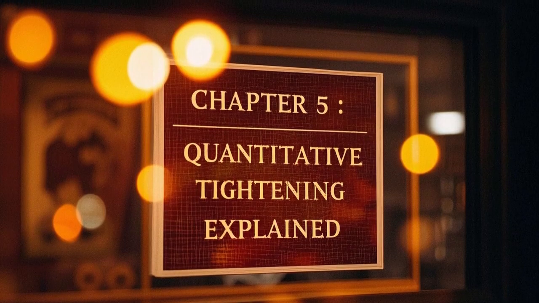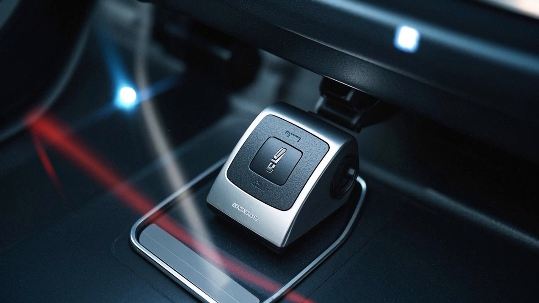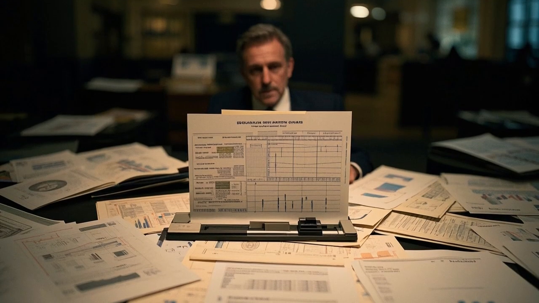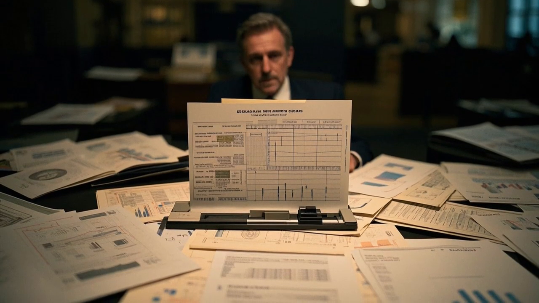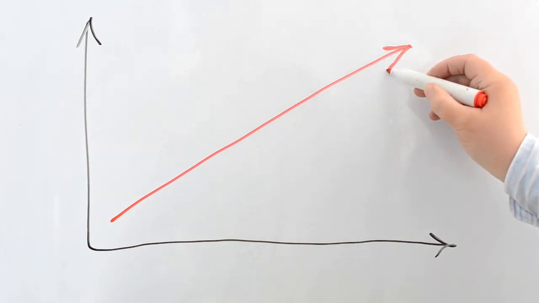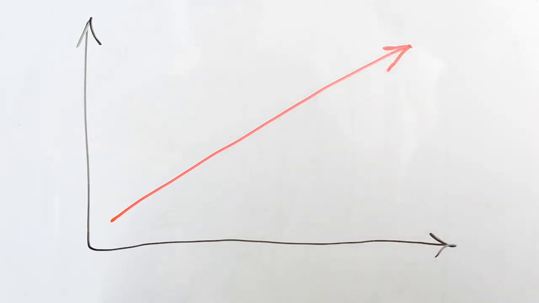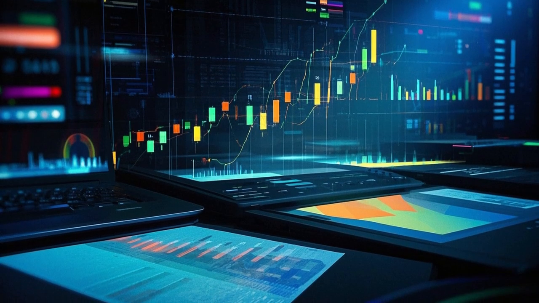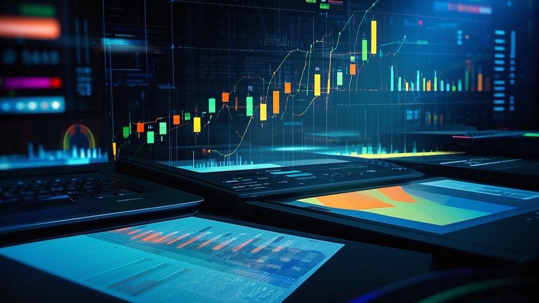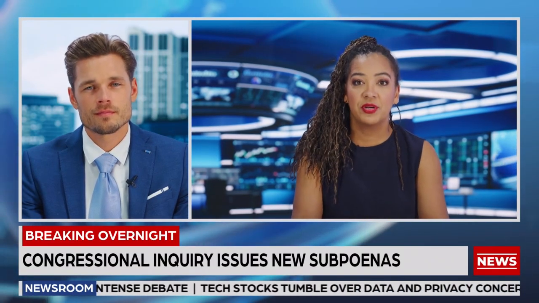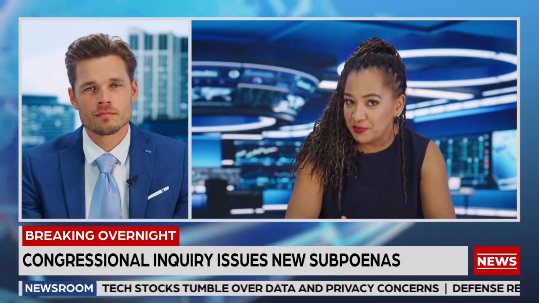Quantitative tightening explained. If quantitative easing is the gas pedal, quantitative tightening is the brake. Quantitative tightening is the process of shrinking a central bank's balance sheet. Instead of buying assets, the Fed lets them mature without reinvesting, or outright sells them into the market. The goal? Drain excess liquidity out of the system to fight inflation and cool down overheating markets. Quantitative tightening raises long-term interest rates, tightens financial conditions, and slows down borrowing and spending.